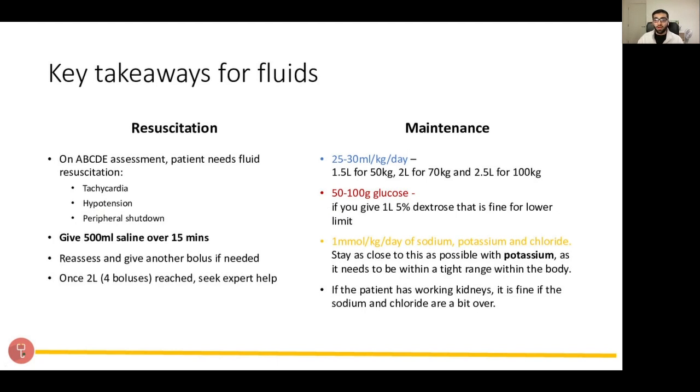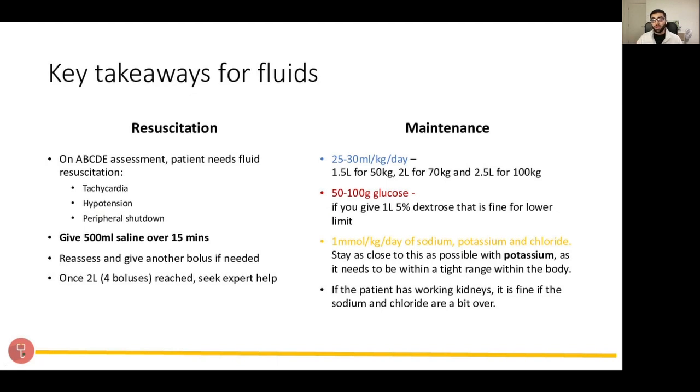In terms of the glucose, try and aim for about 50 to 100 grams of glucose, despite what the weight of the patient is. So if you give 1 liter of 5% dextrose, that's fine for the lower limit. So try and include that as part of the fluid regimen. Then we want to aim for 1 millimole per kilo per day of sodium, potassium, and chloride. The one that you want to use to guide this is going to be the potassium, as this is the one that needs to be within the tightest range within the body. If your patient has working kidneys, it's fine for the sodium and chloride to be a little bit over.